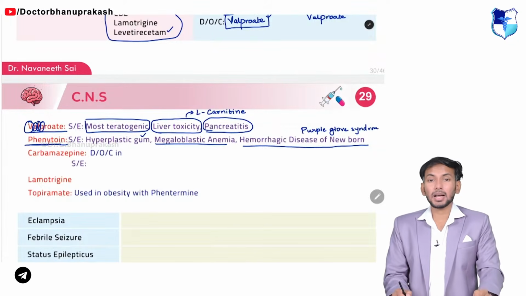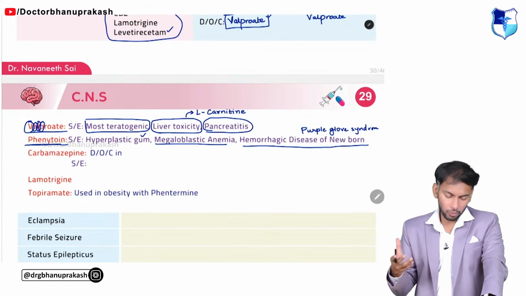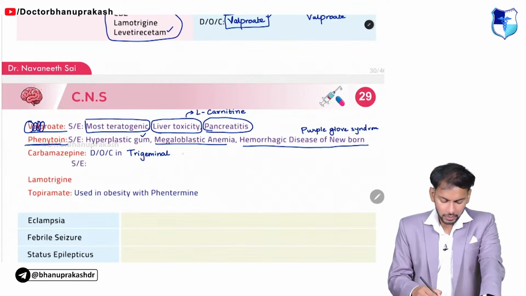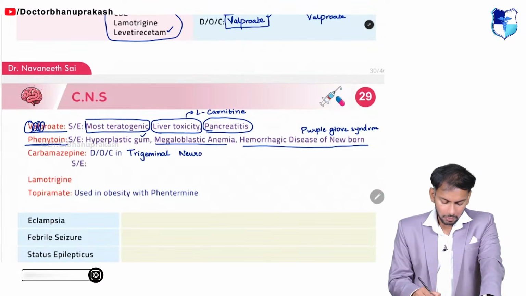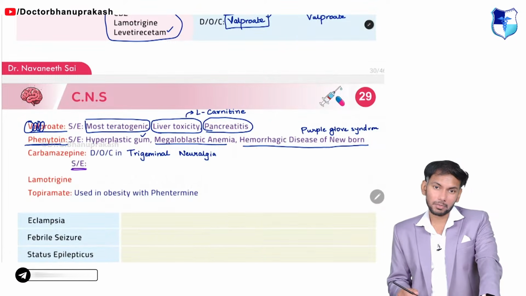Next, carbamazepine. Carbamazepine was previously the drug of choice in partial or focal seizures. Now, it is the drug of choice in trigeminal neuralgia. Please remember this: trigeminal neuralgia, what is the drug of choice? Carbamazepine.